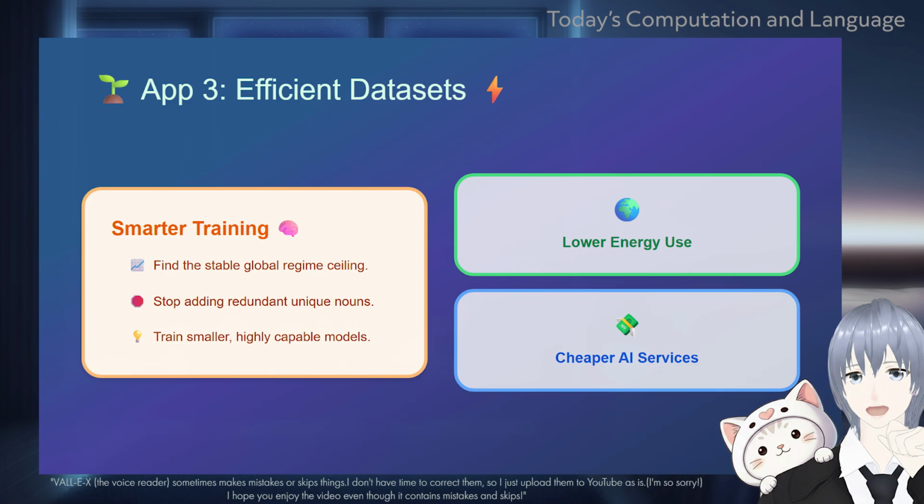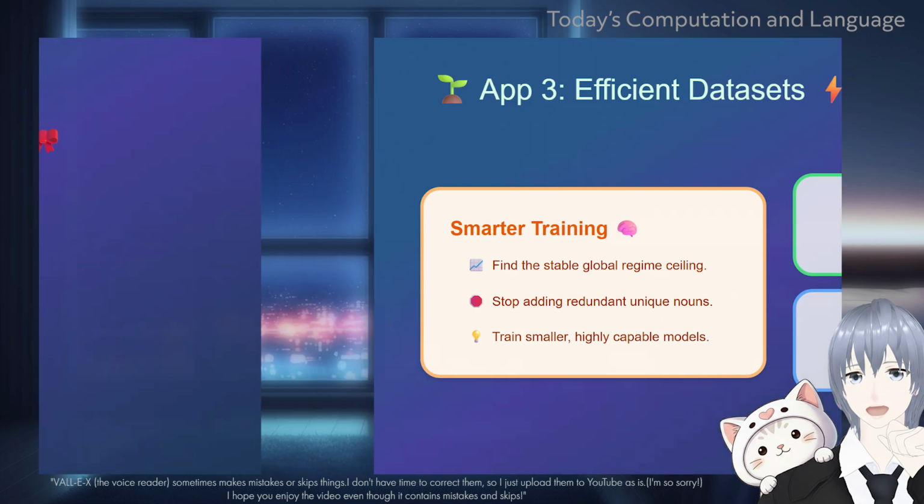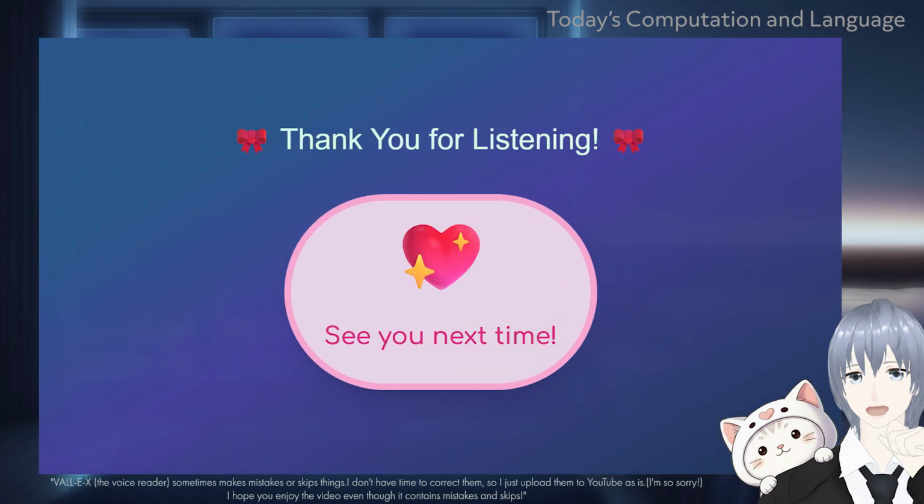They observe the ceiling where intrinsic dimensionality saturates, meaning you do not need infinite data to get a good model. This means companies can train smaller, more energy-efficient models that understand language just as well as the massive ones. This translates to lower electricity consumption for data centers, which is great for the environment, and cheaper AI services for everyday consumers like you and me.